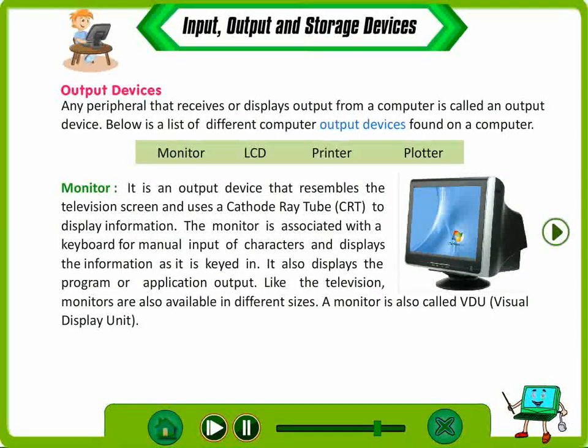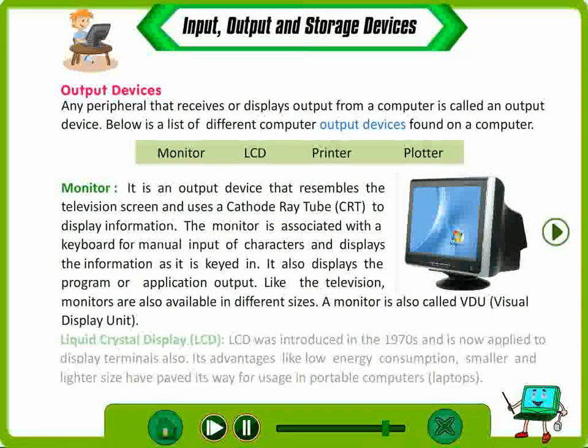Monitor. It is an output device that resembles a television screen and uses a cathode ray tube (CRT) to display information. The monitor is associated with a keyboard for manual input of characters and displays the information as it is keyed in. It also displays the program or application output. Like the television, monitors are also available in different sizes. A monitor is also called VDU, Visual Display Unit.